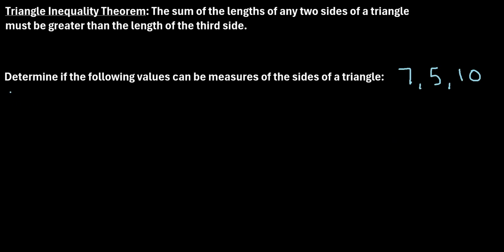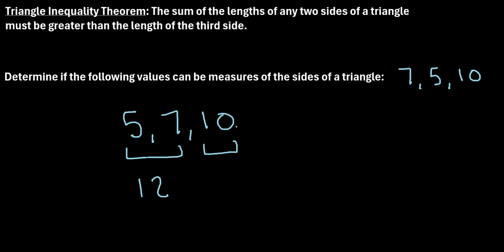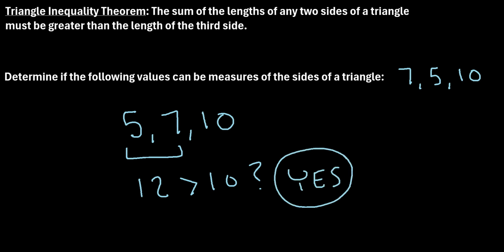All right, let's try another one. Determine if the following values can be measures of the sides of a triangle: 7, 5, and 10. Can these three values form a triangle? So once again, we'll write them in order from smallest to largest. So we'll say 5, 7, 10. And we'll use the same process. Let's add the two smaller sides, so 5 plus 7, that's 12, and ask ourselves, is this greater than the third side? So is 12 greater than 10? Yes. So we would say yes. These three values can form the sides of a triangle.